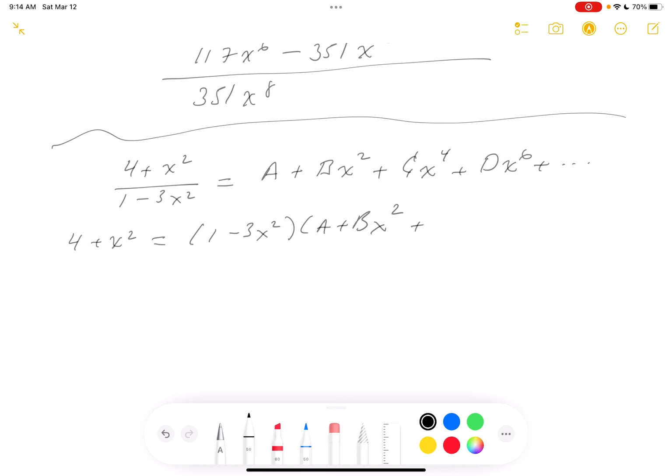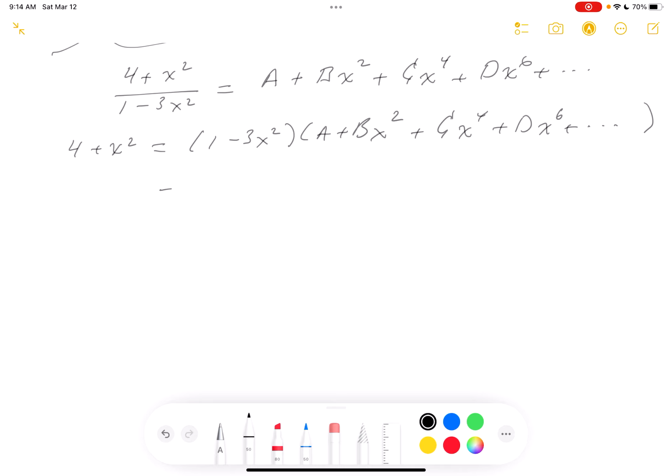I find this more difficult to do than long division or pattern recognition. However, it's another method that you should be paying attention to. I'm going to multiply that out now, and you're going to get a plus bx squared plus cx^4 plus dx^6 plus, and you can continue on, but I'm going to say yada, yada, yada. All right? So let's take a look.